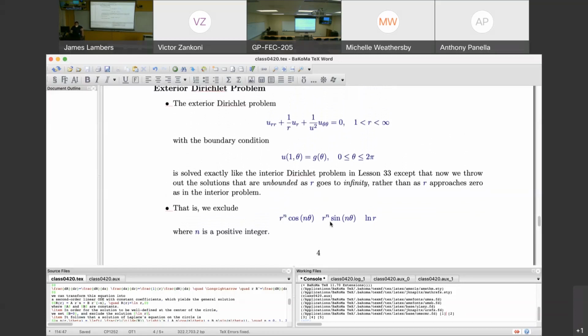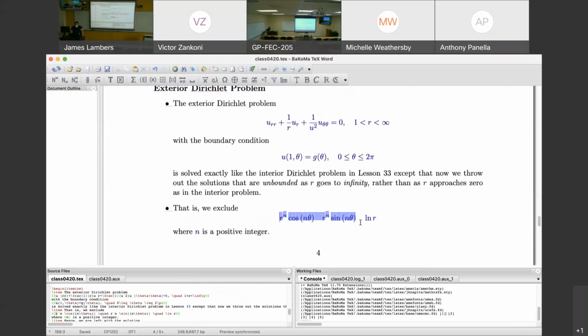For r to the n cosine n theta and r to the n sine n theta, when we have positive exponents, those would be unbounded as r goes to infinity, so we can't include them. Natural log of r is a function that grows slowly as r goes to infinity, but it does grow. It does become infinite, just at a slow rate. So that also has to be excluded.